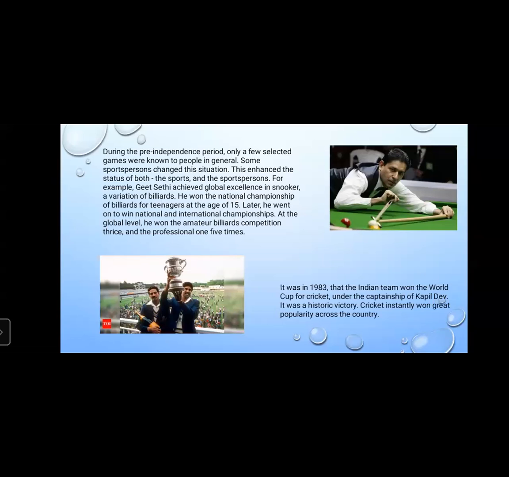For example, if you take Geet Sethi, you can see his picture. He achieved global excellence in snooker, a game which is played on a billiard table, with 15 red balls, 6 balls of other colors, and a white ball. Snooker is a variation of billiards, a slightly different kind of billiards. He won the national championship of billiards for teenagers, that is the age of 13 to 19 years, at the age of 15 itself.